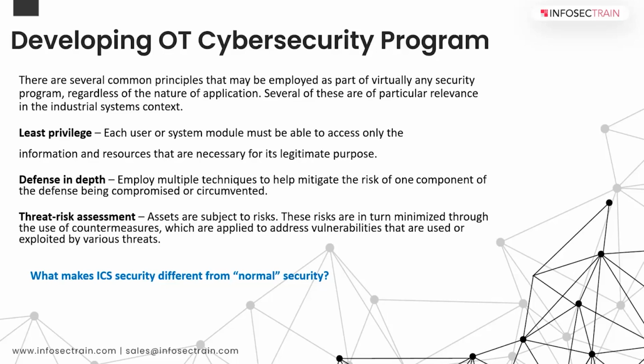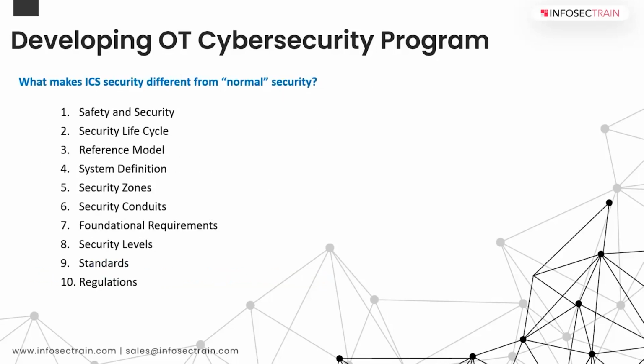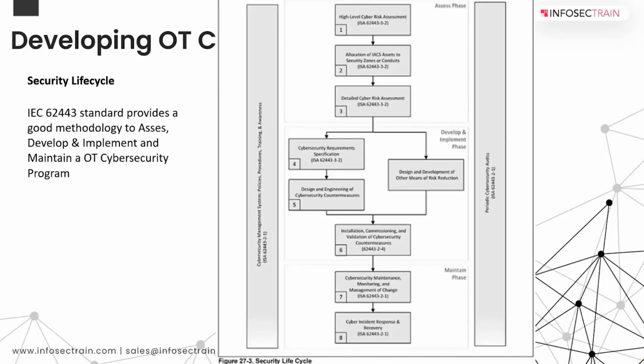So what makes ICS security different from normal security? Within ICS security, there is something called the safety and security life cycle, reference model, system definition, system zones, security conduits, foundational requirements, security level, standards, regulations. I'm not going to go into everything, just a few of the categories. There is a lot I can share here, but I think I'm already boring you guys.